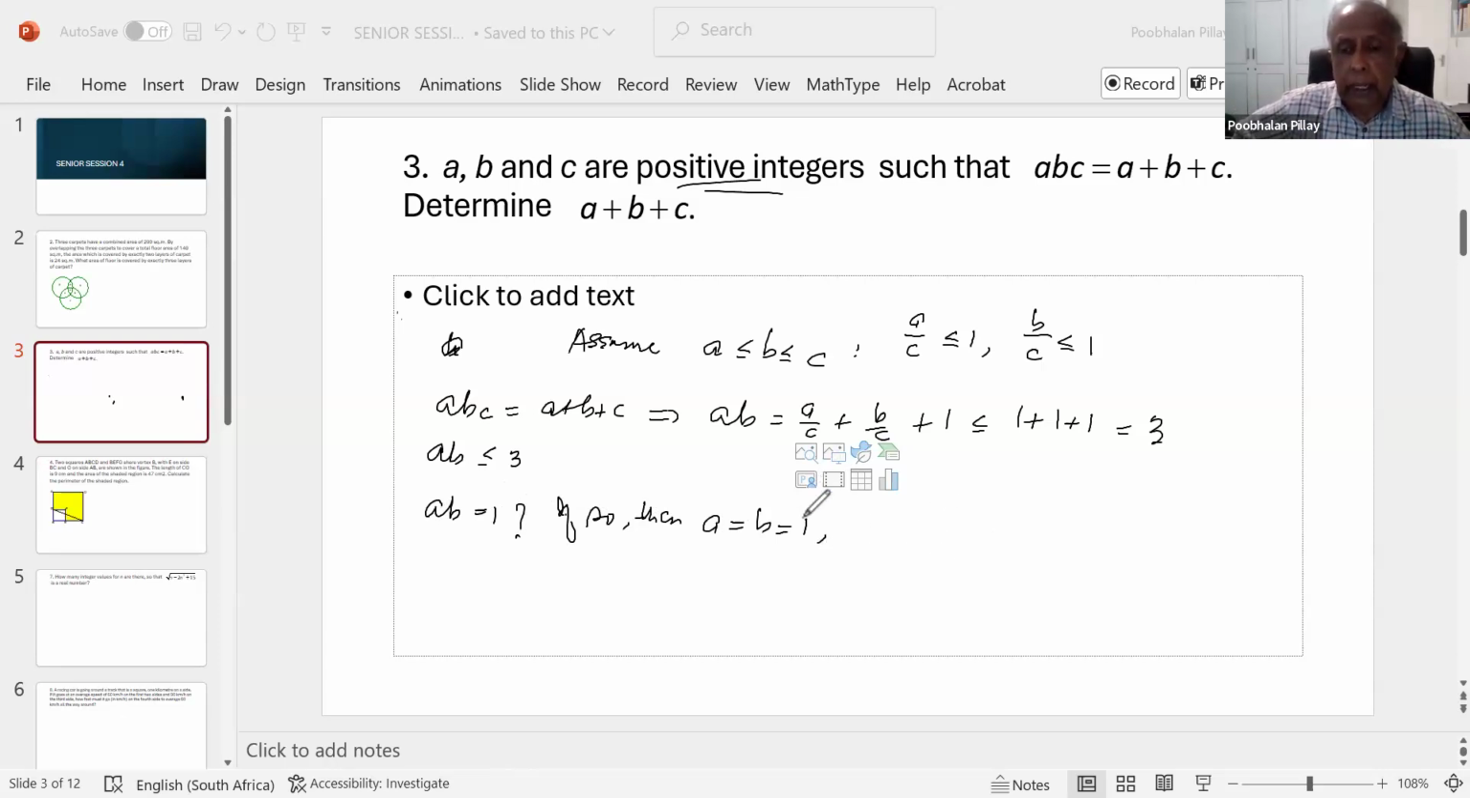So if A and B are both equal to 1, and if you go back to this equation here, and if you substitute A and B both equal to 1, what do you have? 1 times 1 on the left-hand side. And here you've got 1 plus 1 plus C, which is 2 plus C. And you've got C is equal to 2 plus C, if you have A and B both equal to 1. Obviously, this is impossible because this is strictly greater than C. It can't be equal.